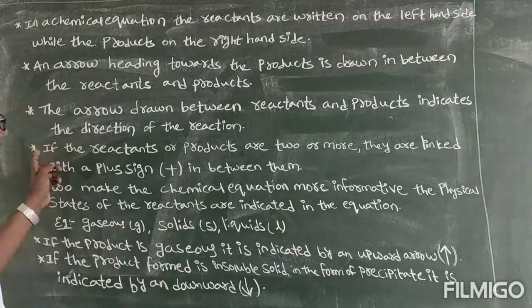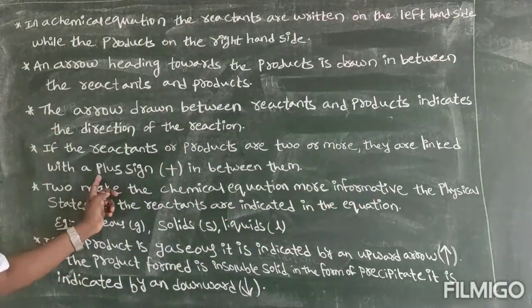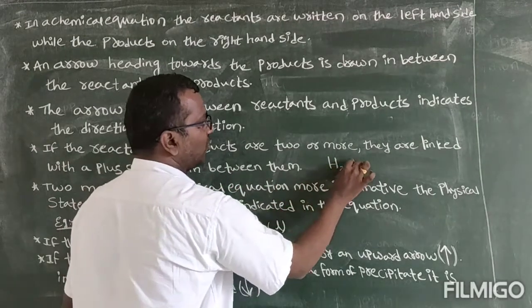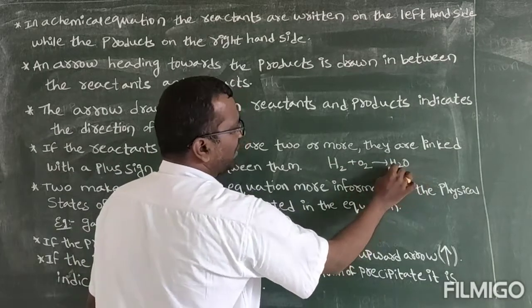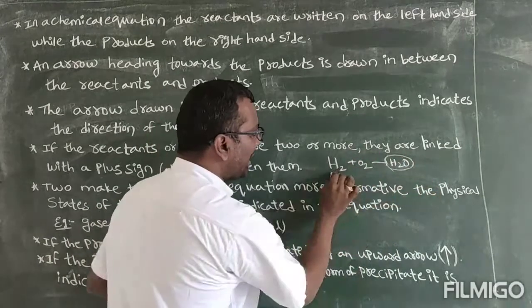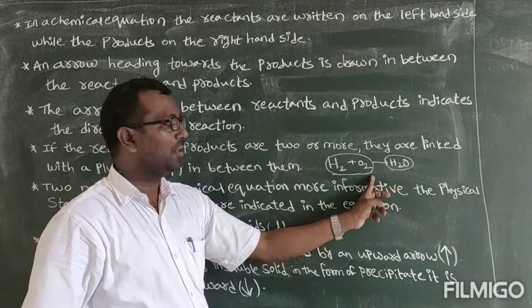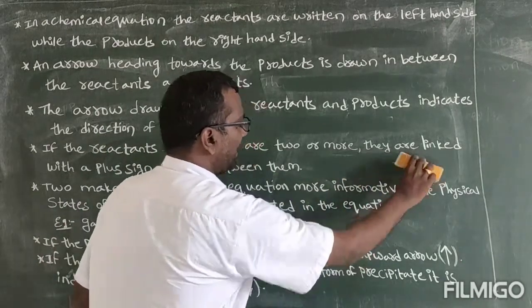Next, if the reactants or products are 2 or more, they are linked with a plus sign. Just as we have seen, H2 plus O2 gives rise to H2O. Here the product is 1 only, so there is no need of a plus. But here the reactants are 2, one is hydrogen and one is oxygen. So these two are separated by a plus sign.